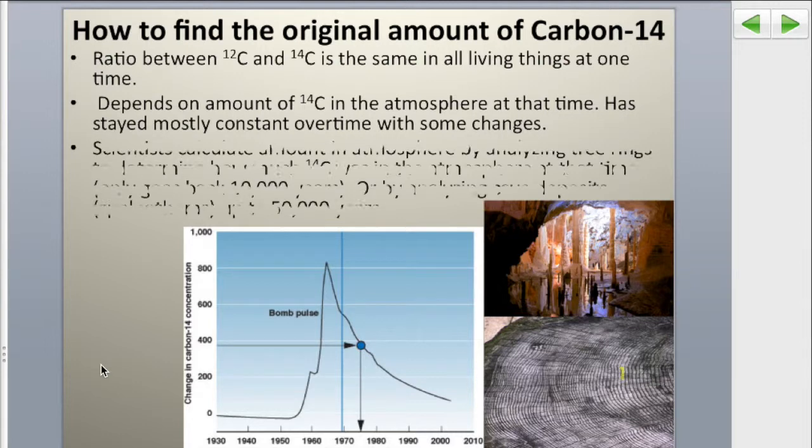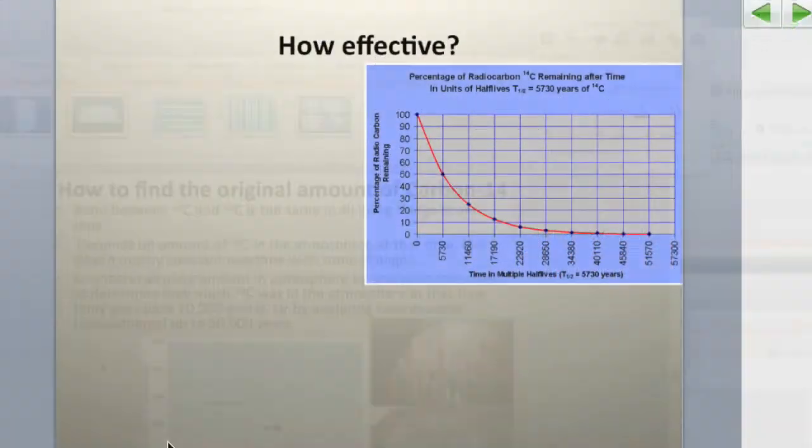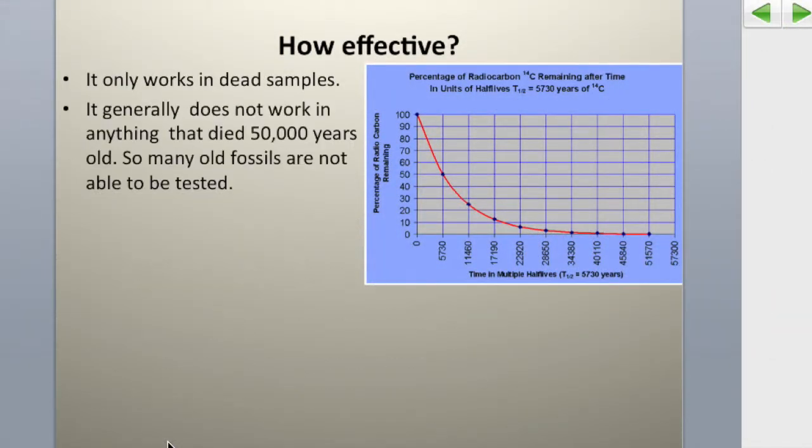The scientists calculate the amount in the atmosphere by analyzing tree rings and speleothems to determine how much carbon-14 was in the atmosphere at a certain time in history. How effective? It only works on dead samples. After about 50,000 years, the percentage of carbon-14 is gone due to the relatively short half-life.